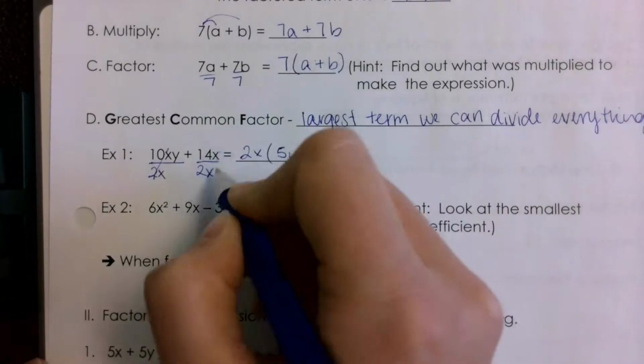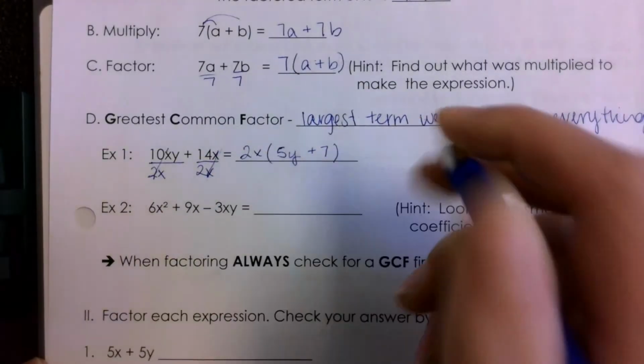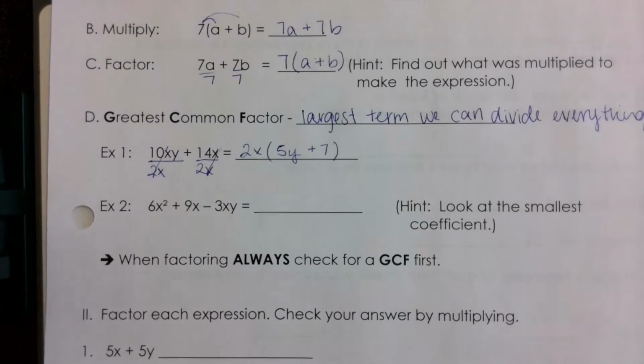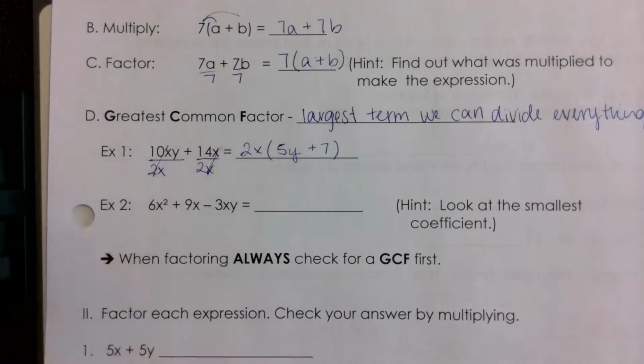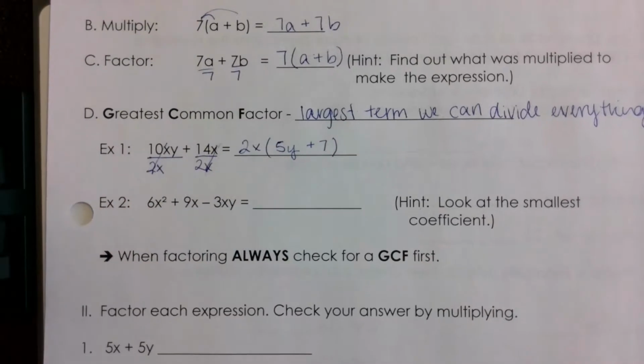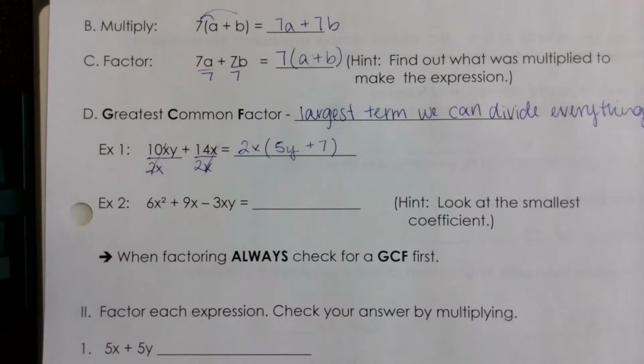How could we check to be sure that this is the same thing that we started with? Distribute. So what is 2x times 5y? 10xy. Then what is 2x times 7? 14x. So that checks out. So we're good to go. Is that okay? Questions?